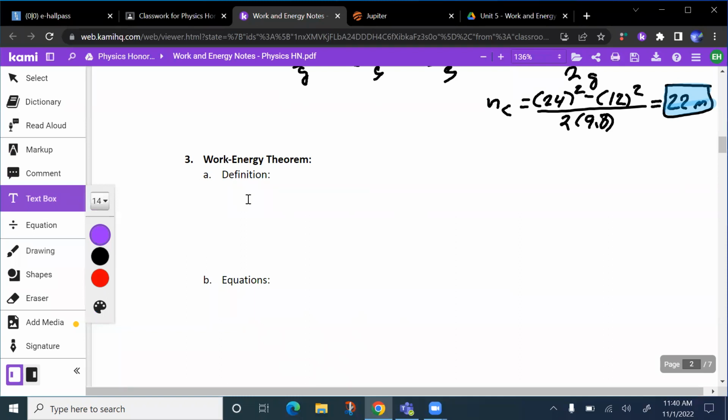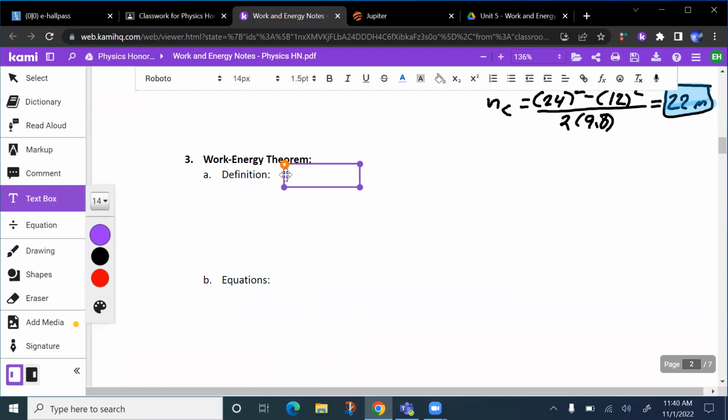Part 3, work energy theorem, describes the idea that a net force, or an outside force, or an external force, or however you want to phrase it, caused a mass to accelerate. That's how we understood Newton's second law of motion. But now we can phrase it in a different way. A net force actually causes a change in energy.